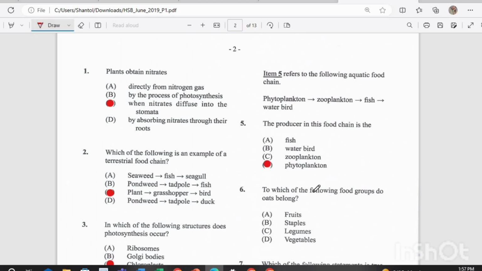Question 6. To which of the following food groups do oats belong? Is oats A. fruits, B. staples, C. legumes, or D. vegetables? If you said staples, that's correct.